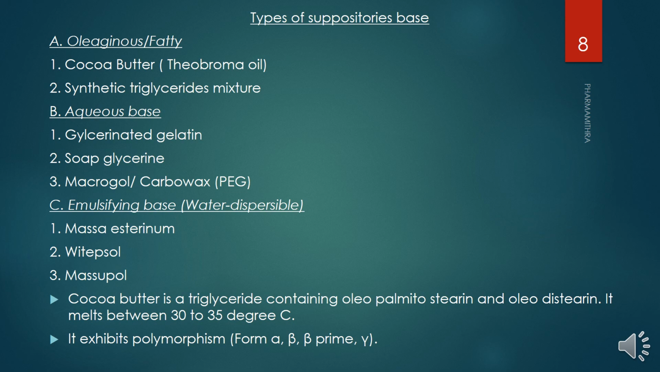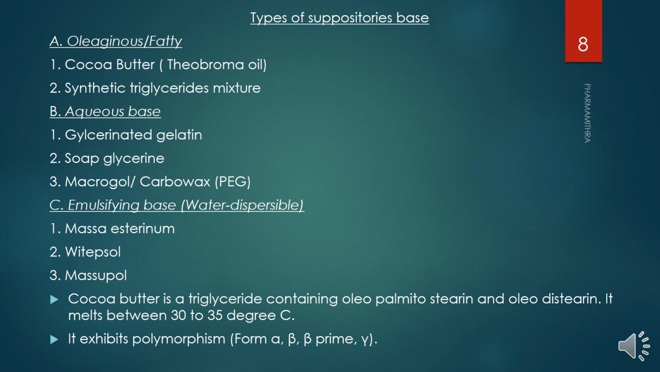First classification is oleaginous or fatty bases. Examples are cocoa butter or theobroma oil, and the second example is synthetic triglyceride mixture. This cocoa butter is basically a triglyceride which contains oleopalmitostearin and oleodistearin. And this cocoa butter melts between 30 to 35 degrees Celsius, and it exhibits polymorphism. That is, it forms alpha, beta, beta prime, gamma, etc.